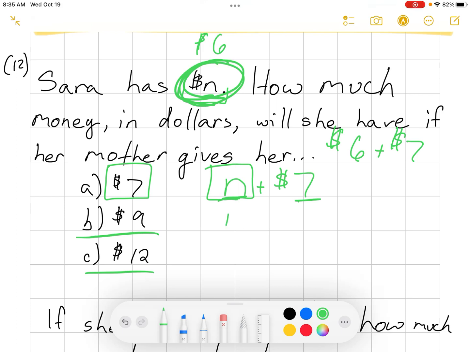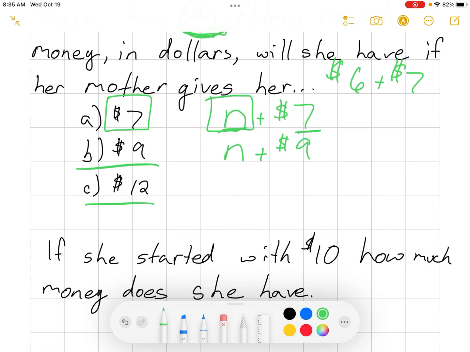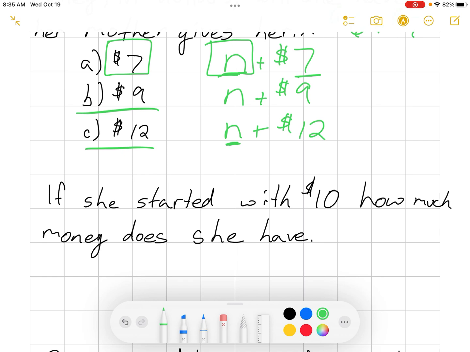All right, so the amount of money that she has is n plus the $9. Okay? And I'm not asking you to solve for n because you wouldn't be able to at this point. And then for this one is n plus 12. She starts with a number that we don't know, and then we know she's being given $12. Okay. Now, if she started with $10, how much money does she have now?